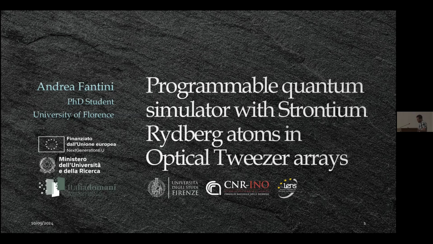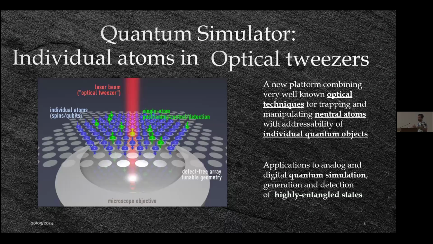So basically, our goal is to create a platform that is essentially an array of single atoms and make them interact and study the dynamics and all the interactions we can create easily. The idea is to exploit the new state-of-the-art optical techniques that allow us to address single individual quantum objects.